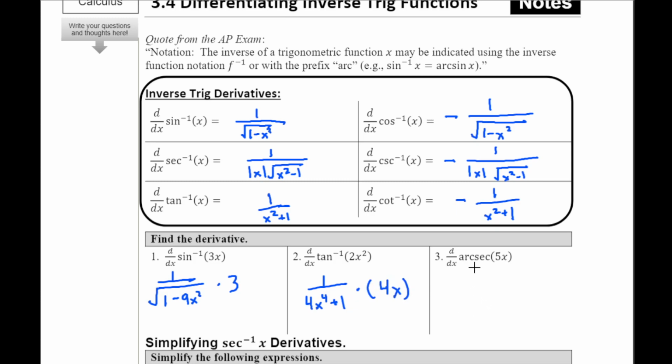Just like that. This one here, the derivative of arc secant of 5x. Arc secant is this one right here. So this is 1 over the absolute value of 5x multiplied by the square root of x squared, well in this case 5x squared, which is 25x squared, minus 1. And again, we have to multiply by the derivative of the inside, which is 5.